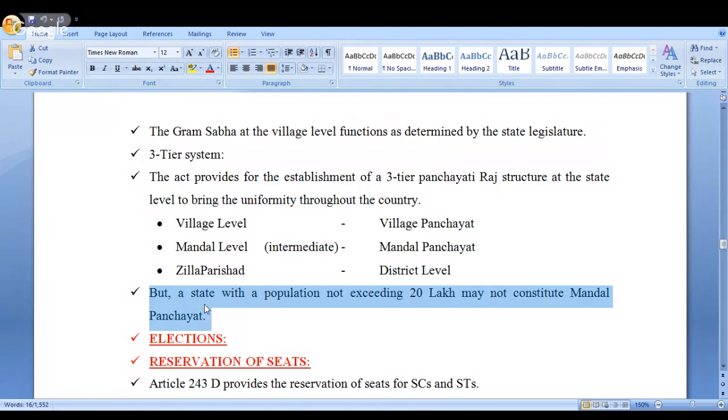Am I clear? And elections must be conducted. For this purpose, you need to have the state election commission, and periodically, every 5 years, these elections must be conducted.